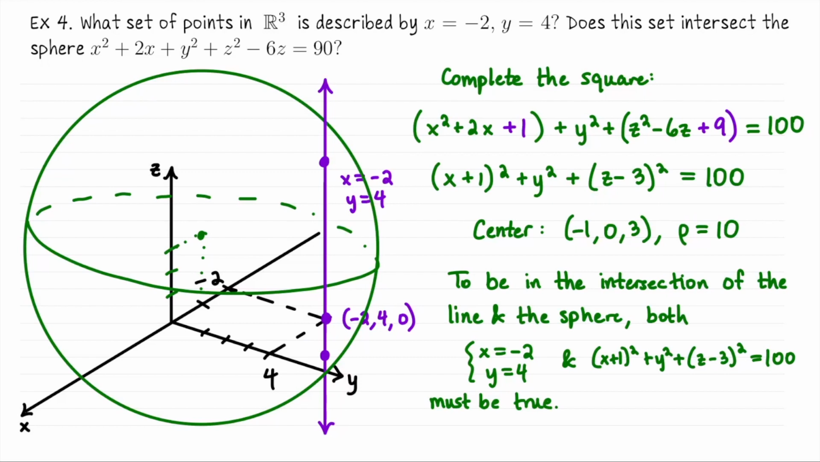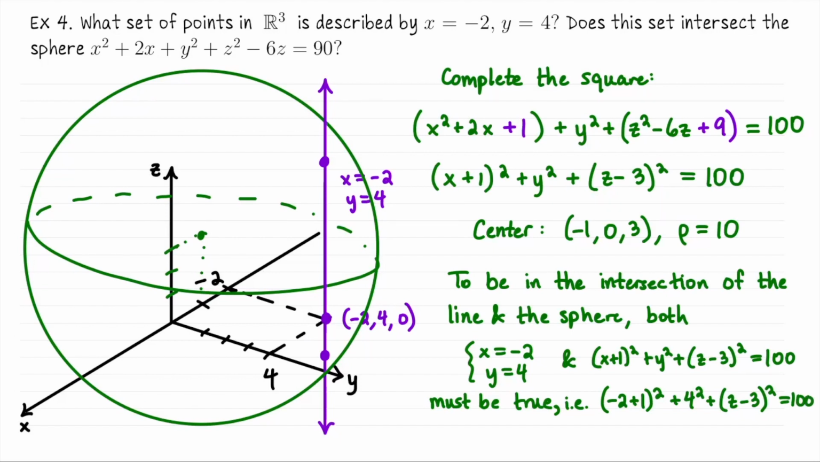That could actually result in a difficult set of equations to solve, but here it's pretty easy because on the left we just have that the variables are constants. So if both of these equations must be true, that means that x has to be -2 and y has to be 4. So let's go over to our sphere equation and plug in those values. So we'll have (-2 plus 1) squared plus 4 squared plus, z is really what we're looking for, (z minus 3) squared equals 100.